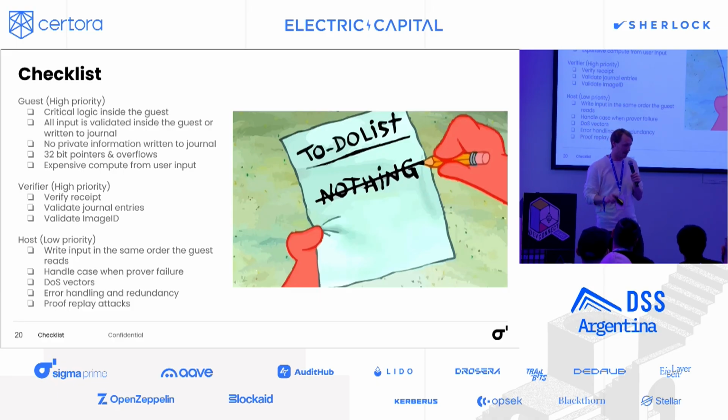32 bits, never forget 32 bits. Compute is expensive from user input. The verifier has those three main points. We talked about them recently. And finally, the host must write things in the same order as the guest.